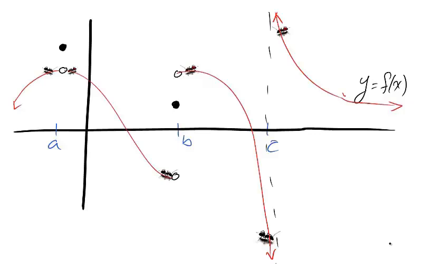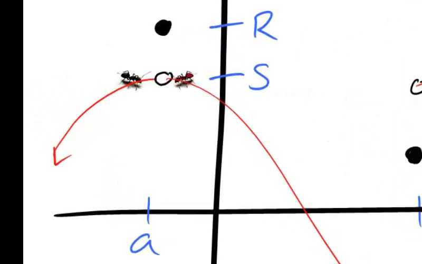Let's discuss the limits of the function f as x approaches a, b, and c. When lefty and righto crawl towards x equals a, they will meet at the value s. This means the limit as x approaches a is s. However, the actual value of f at a is r. Remember, the limit and the actual value are not necessarily the same.